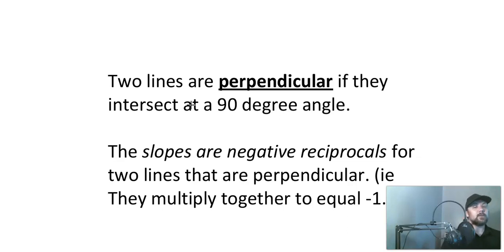Another way to think of negative reciprocal: reciprocal means taking a fraction and flipping it over, right? So for example, let's say we have 2/3. The reciprocal of 2/3, let's draw an arrow here, is going to be 3/2, right? That's what reciprocal means. You take a fraction, flip it over.